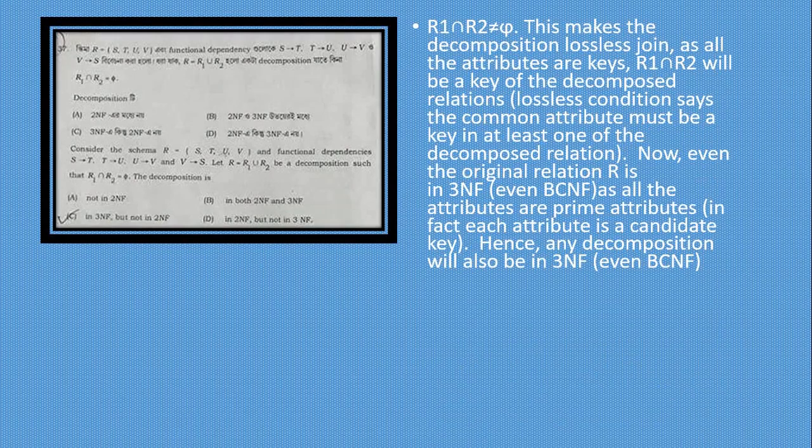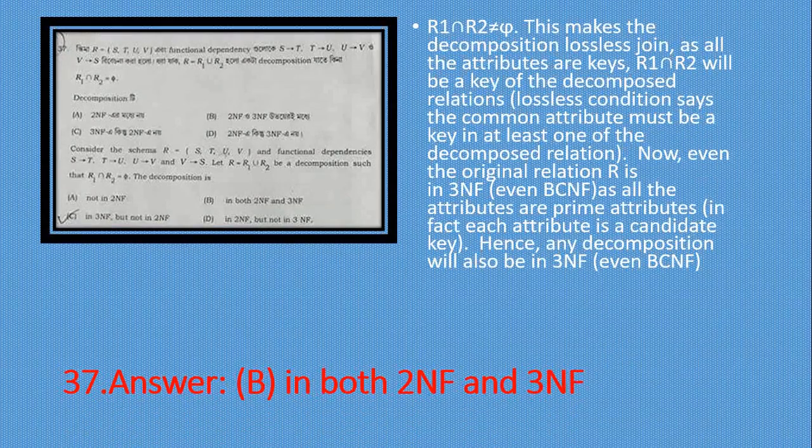Consider the schema R with attributes S, T, U, V and the given functional dependencies. Let R equal R1 union R2 be a decomposition such that R1 intersection R2 equals null. The decomposition is both second NF and third NF. So option B is the answer.